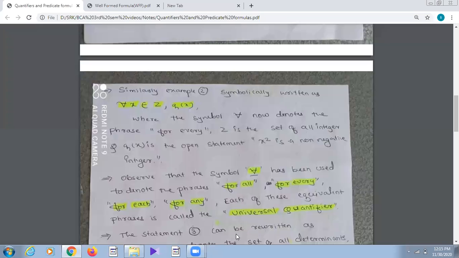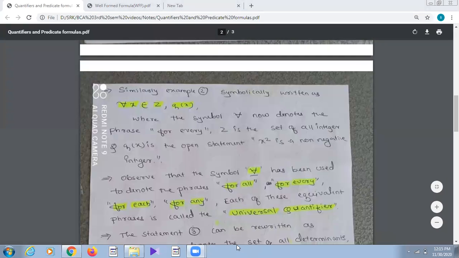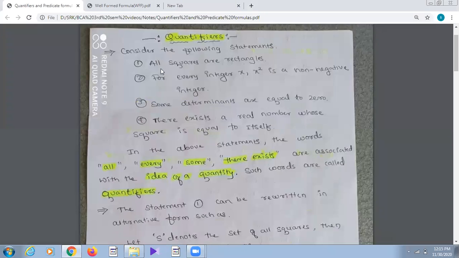So why is this a universal quantifier? See, here all is there, here also for every, and one more, for each, and for any.